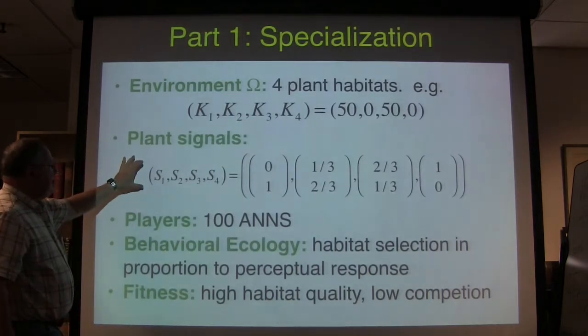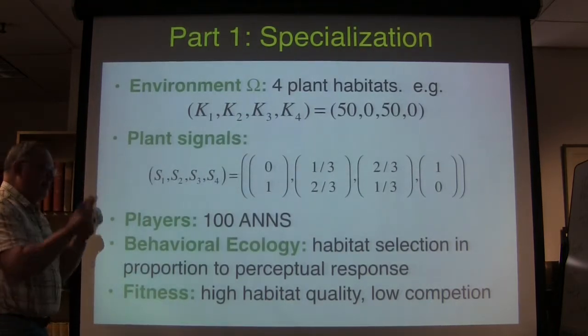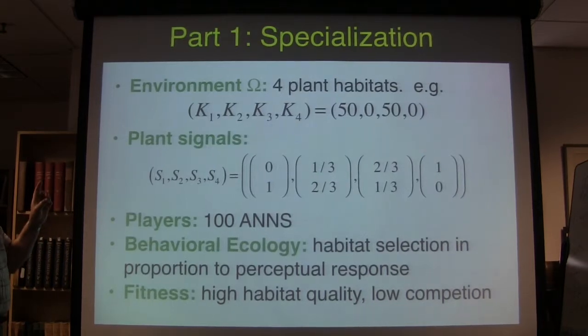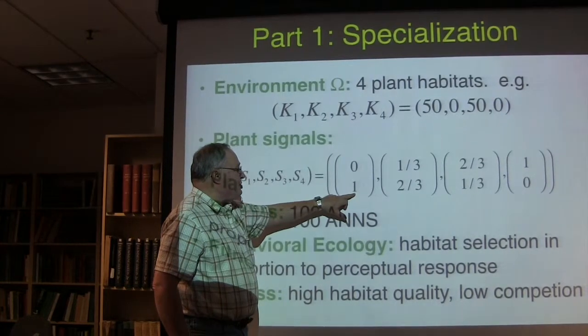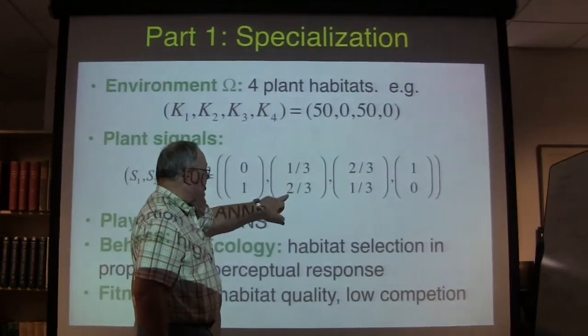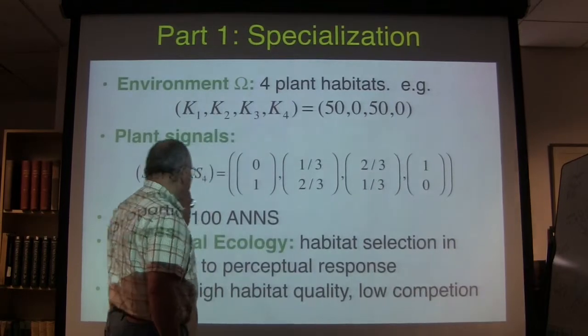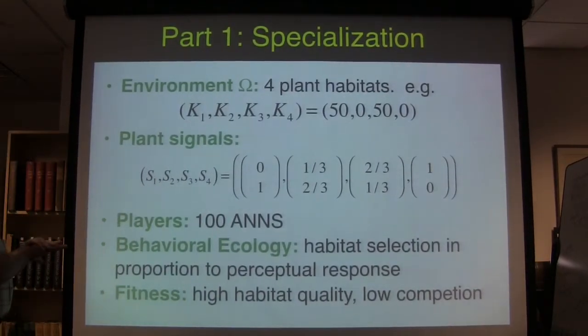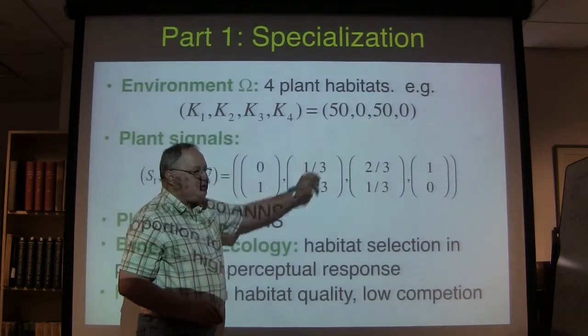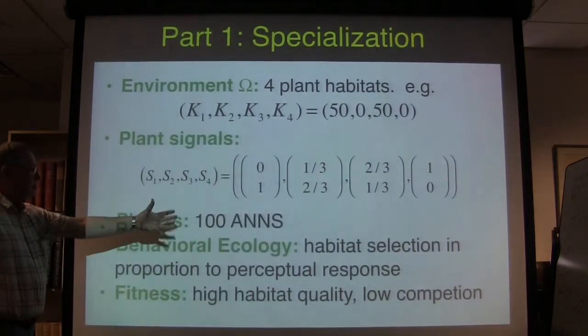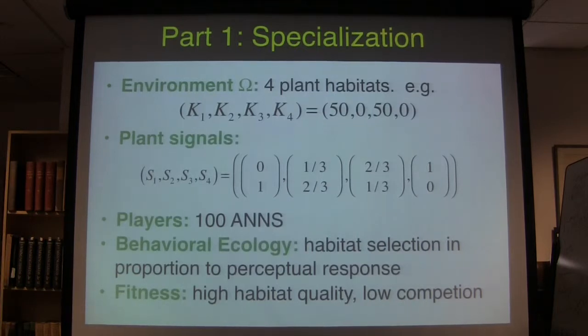Then we say, if we're in a 2-dimensional signal space, so every plant is putting out 2 components. Like this plant puts out 0 of component 1 and 1 of component 2. This plant 1/3 of component 1, 2/3 of component 2, and so on. Then we say the relative ratio is what characterizes the plant type. And when we have evolution going on, then we allow these ratios to be perturbed. And so we start off with 100 artificial neural networks. We run them on this habitat.